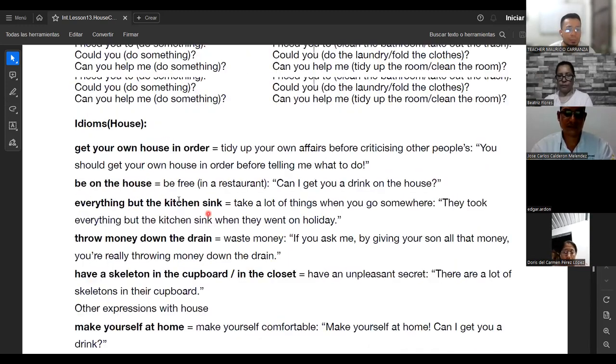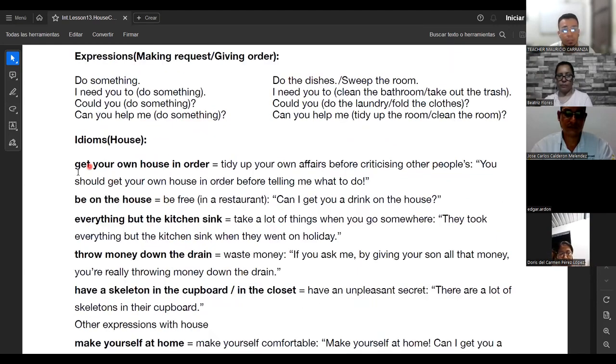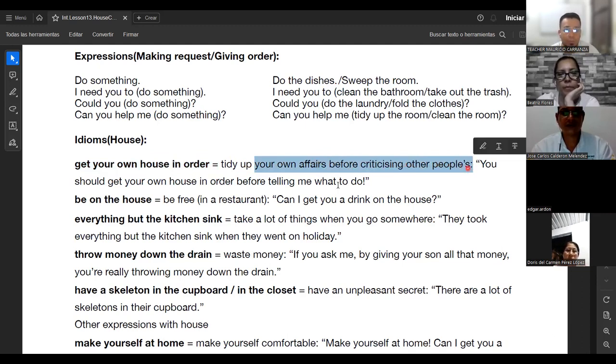And then I remember I told you about idioms, right? We mentioned them a little bit. These are idioms related to house vocabulary. So repeat: get your own house in order. This means tidy up your own affairs before criticizing other people. You should get your own house in order before telling me what to do, right?